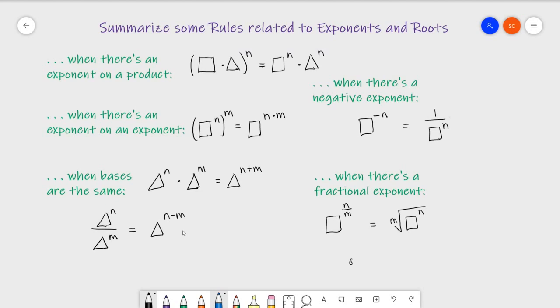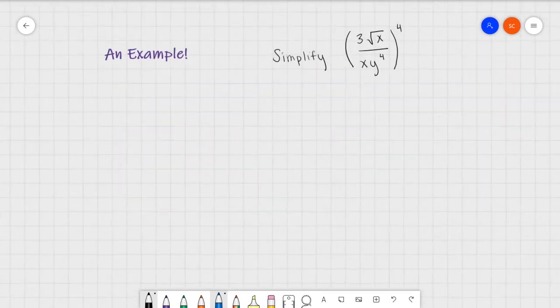We could also rewrite this in the other order, so taking the root first, and then raising this whole expression to the n power. So either one of those are great. Let's look at an example.